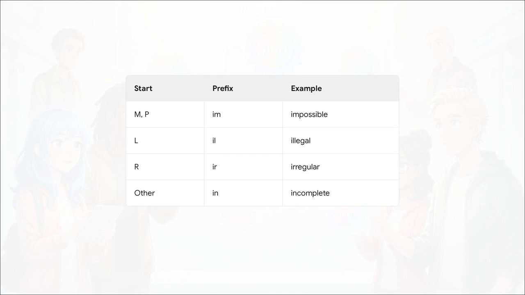If a root word starts with an M or a P, we use im. So possible becomes impossible. Perfect becomes imperfect. If it starts with an L, like legal, we use il, making it illegal. Words starting with R take ir, so regular becomes irregular. And for most other letters, we just use in, like incomplete or independent. You just follow the sound.